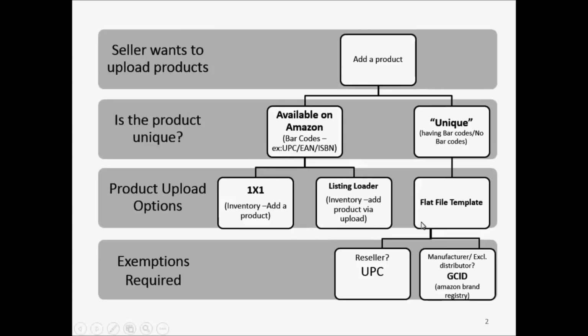So if you are a reseller, then you need to apply for UPC exemption, for which you need to get in touch with your engagement manager who will get this in place for you. And if you are a manufacturer or exclusive distributor, you need to apply for Amazon brand registry. We will be covering this in the next slide. Once you get your UPC and GCID in place, you need to fill the flat file template.